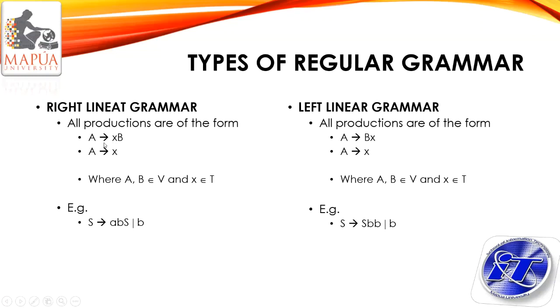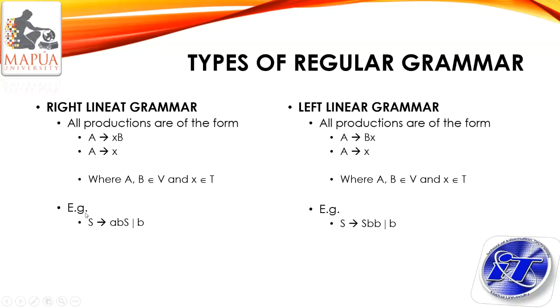As you can see here in the first example, the terminal variable is before the non-terminal, or it's on the left, while the non-terminal variable is on the right side of the terminal variable. Right means the non-terminal is on the right side of the terminal variable. So again, A and B are elements of non-terminal and x is an element of terminal.